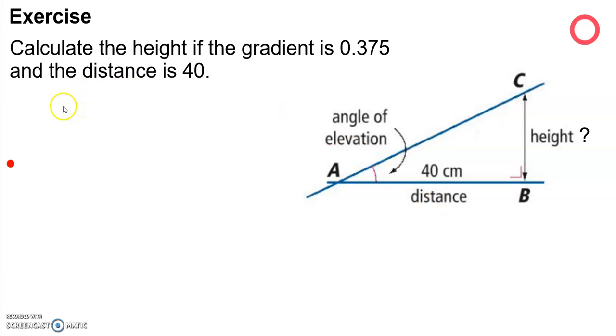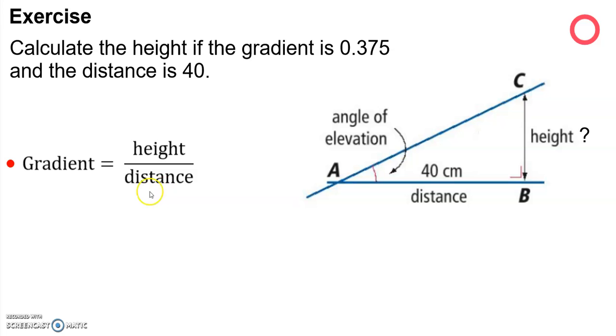So, until now I've given you only one formula. So that's the only thing I can use, and that is the formula for gradient. Gradient is height divided by distance. So, if we are able to fill in two numbers, I can calculate the last one that's left. So always know your formulas, and when you want to use a formula, always start by filling in everything you know. So I do know the gradient.